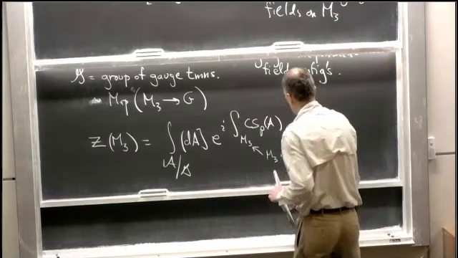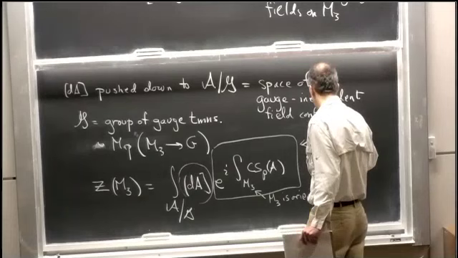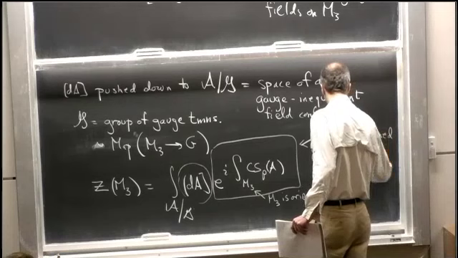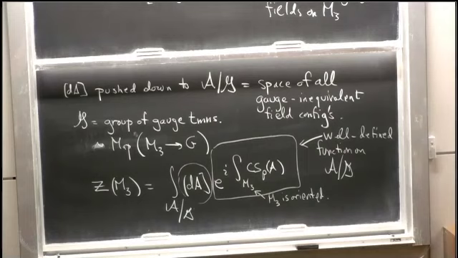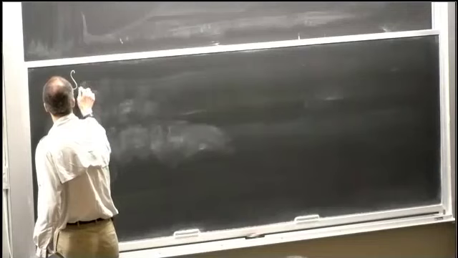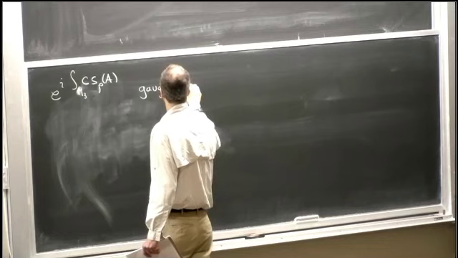Now, this P here must be suitably quantized. And why is that? Because we're imagining we have some measure here. That means that this thing that we're integrating over A mod G had better be a well-defined function on A mod G. In other words, e to the i integral over M3 of Chern-Simons of P of A should be gauge invariant. Well, is it? All I told you is that P is a quadratic polynomial on the Lie algebra.